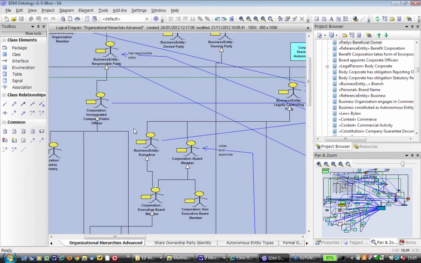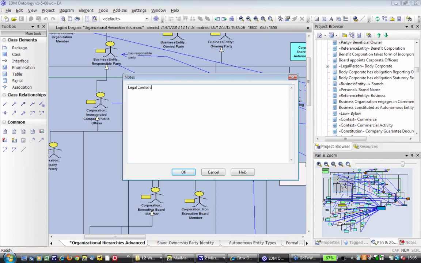Mike, before you go down another rat hole, you need to now separate the concepts of legal control from executive control. Very good, thank you. Yes. So legal control comes in three basic forms. Exactly what I was after.